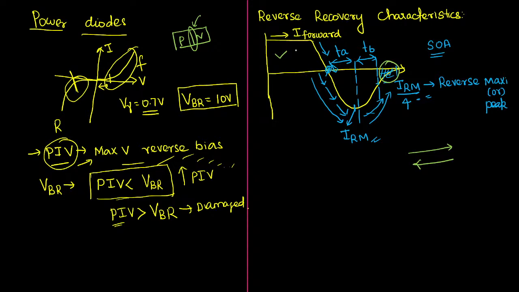You have switched off, but the charges stored inside will try to act as a source and will be producing some excessive amount of current. That current will try to reach some maximum amount. After that we have to wait till that current reaches 25% of its maximum value in reverse bias.